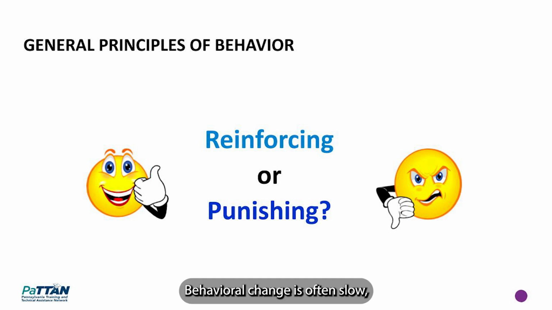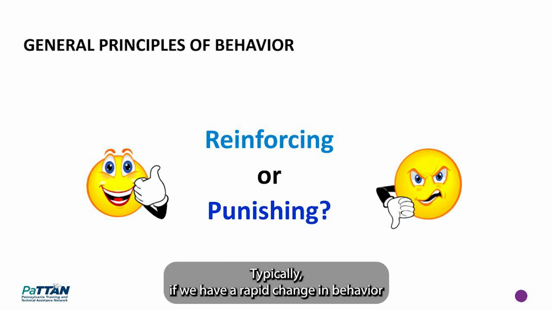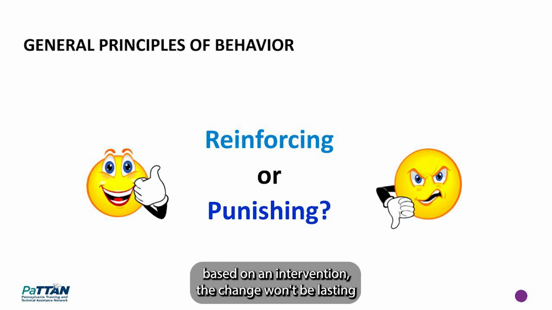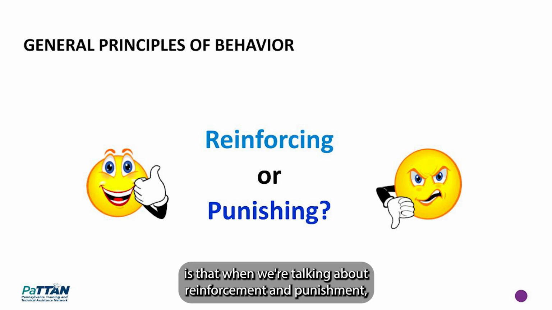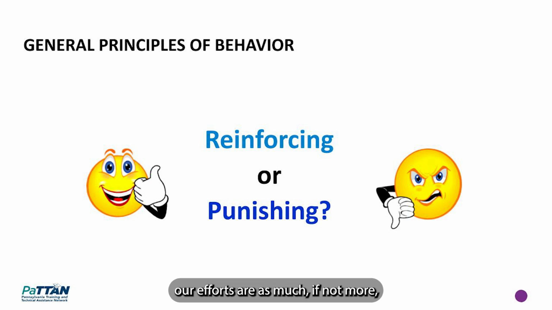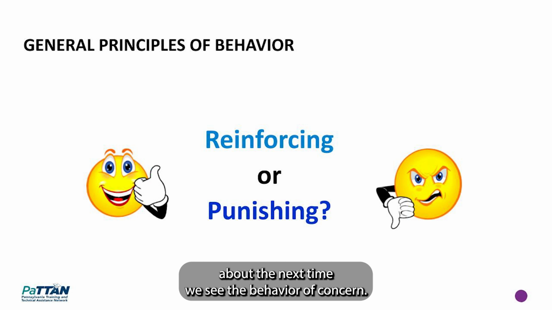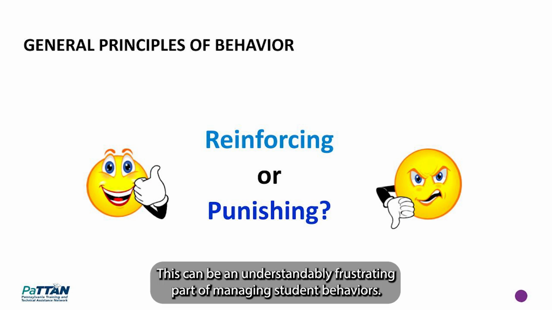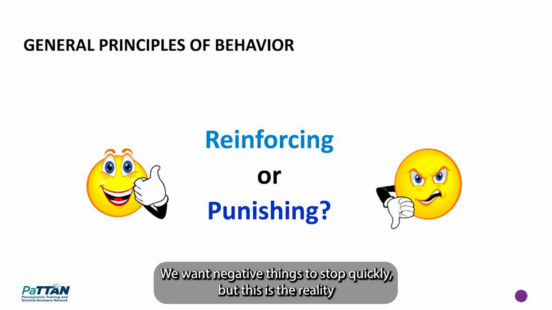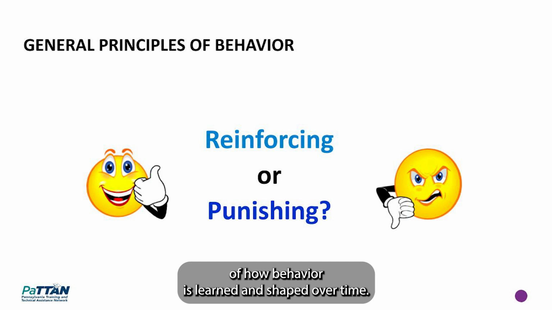Behavioral change is often slow, especially at the start of an intervention. Typically, if we have a rapid change in behavior based on an intervention, the change won't be lasting, or we've inadvertently reinforced something negative. Another thing to remember is that when we're talking about reinforcement and punishment, our efforts are as much, if not more, about the next time we see the behavior of concern. It's about making the behavior less likely to occur, as much as it is about ending it in the moment. This can be an understandably frustrating part of managing student behaviors. We want negative things to stop quickly, but this is the reality of how behavior is learned and shaped over time.